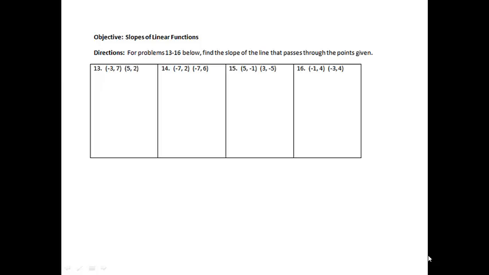Right, objective: slopes of linear functions. For problems 13 through 16 below, find the slope of the line that passes through the points given. So if you remember the slope formula, it's just m equals y2 minus y1 over x2 minus x1. I'll be using that for all of these problems. I'm going to go ahead and label x1, y1, x2, y2.